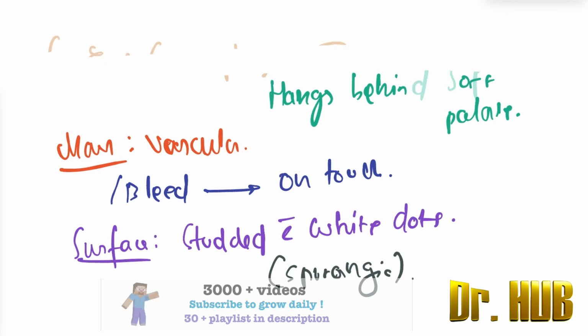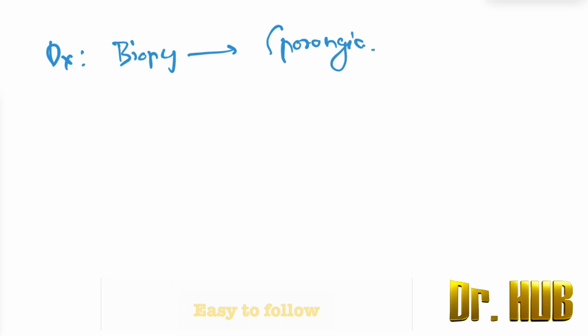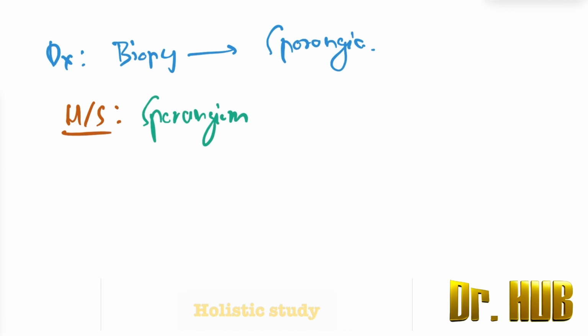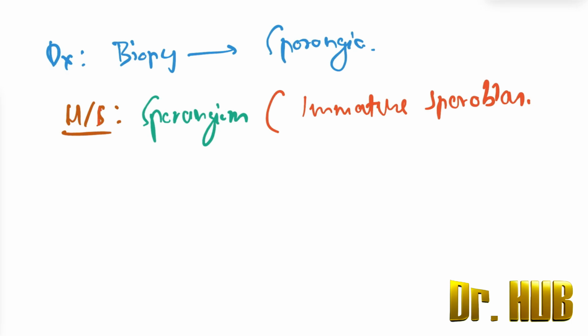Next, looking at diagnosis. On diagnosis, you must do a biopsy. The biopsy shows sporangia. Next, we look at the histological section. The histological section shows a sporangium, and it is fully packed with immature sporoblasts. This is usually seen in the histopathology slide.